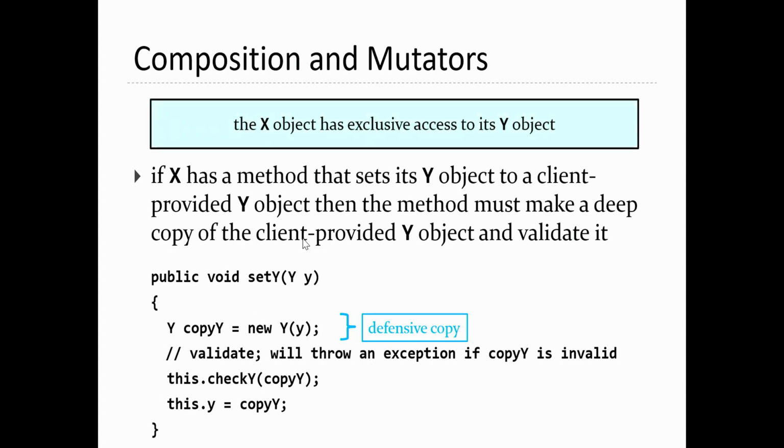Okay, and finally, if you have a mutator method, so I have a method that wants to take in a Y object and set this.y to that Y object, don't do it. Copy the Y object first. Validate the copy. Only once you're sure that the copy is fine can you go ahead and do this.y equals copy Y.